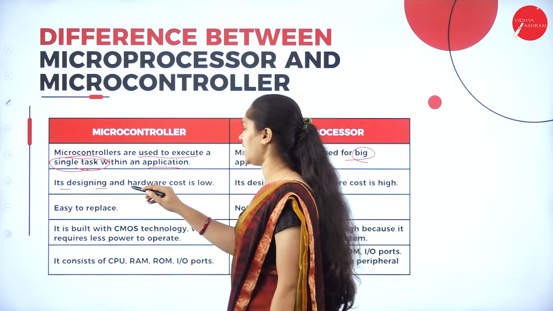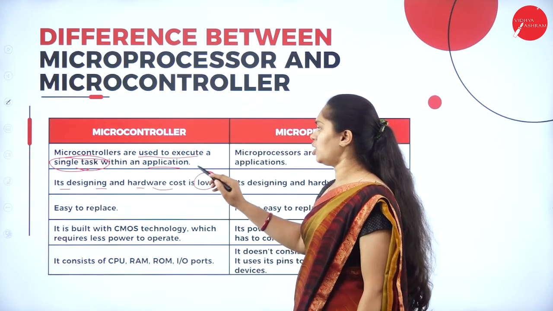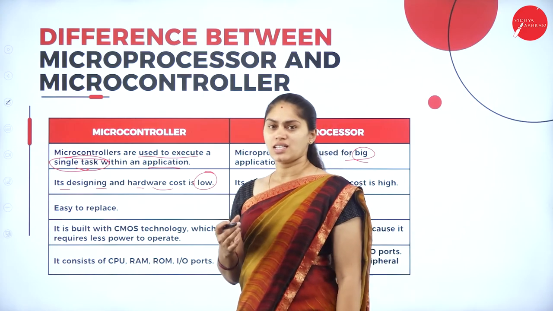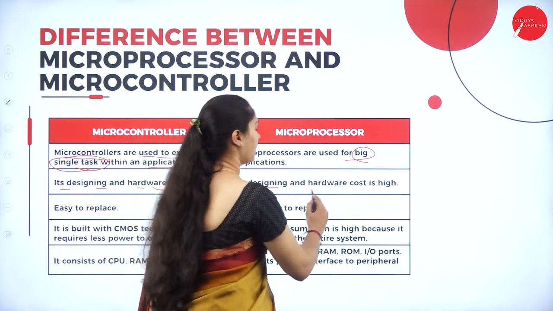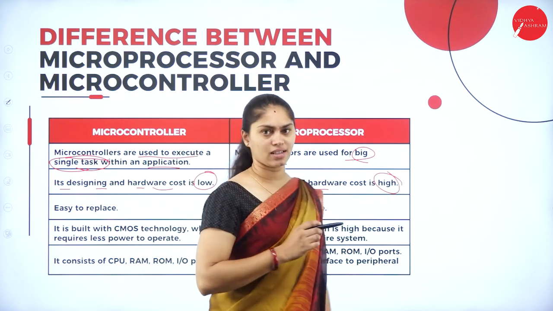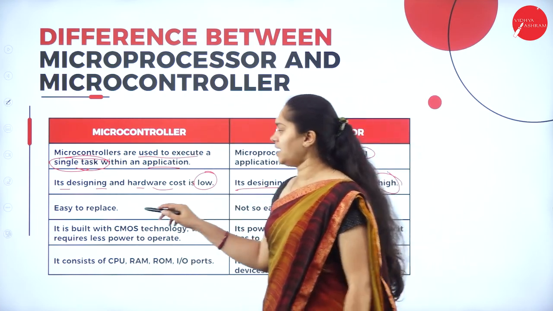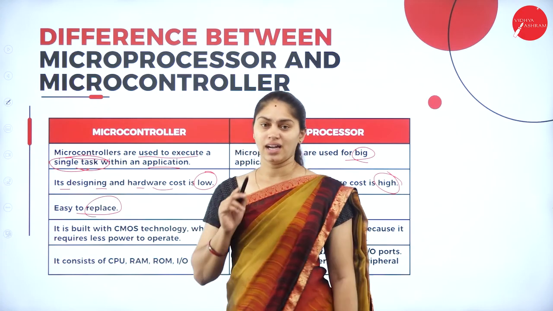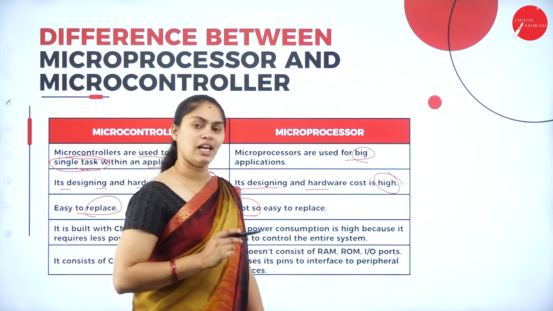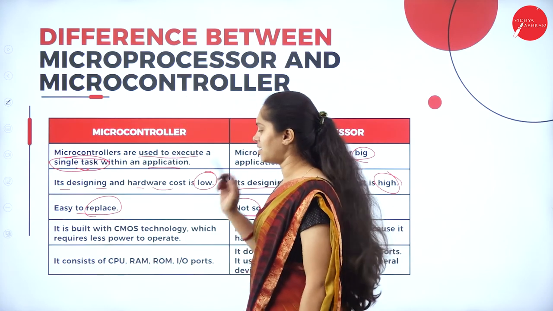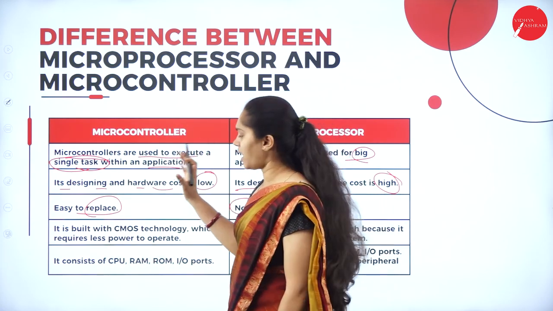A microprocessor can be used for big applications or for general purposes. And mainly, the designing and hardware cost is low for a microcontroller when we compare it with a microprocessor. Here the designing and hardware cost will be high in the microprocessor. And a microcontroller is easy to replace, but that is not the case with a microprocessor. It is not so easy to replace its content or its hardware devices.